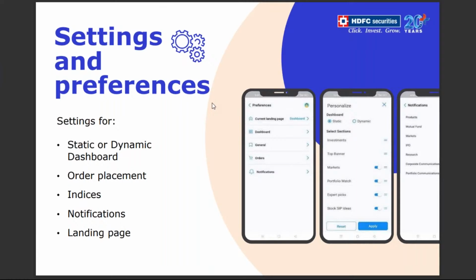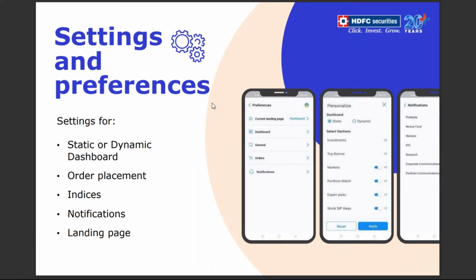And if you want to see the indices, I want to see what the Nifty current level is. I want to see the Sensex levels. I want to see the sectoral trends. That is also possible to check. And any kind of notifications, I want to see, you can see the notifications. And finally, you can have your landing page also.